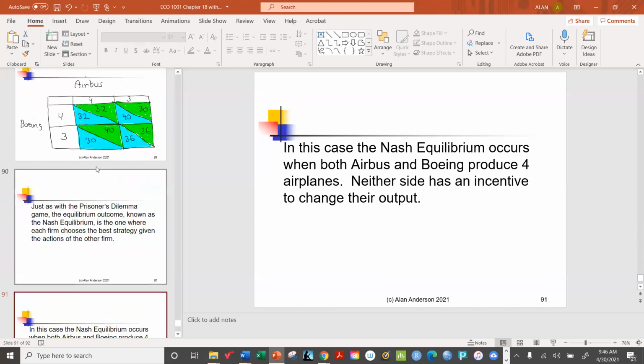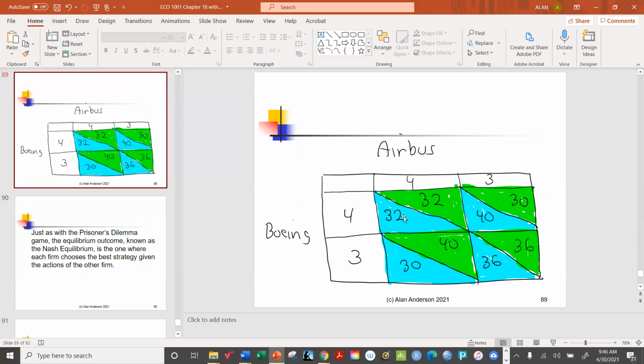So again, even though there are other squares on here where Boeing, for example, could make $36 million if they both made 3 planes, and Airbus could do the same, they both will end up producing 4 planes, because at that point, neither side has an incentive to switch. In other words, they could have a cartel where they agree to each make 4 planes or not. Either way, they will both stick with their choice of 4 airplanes.